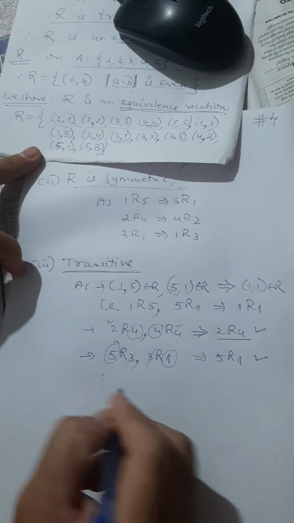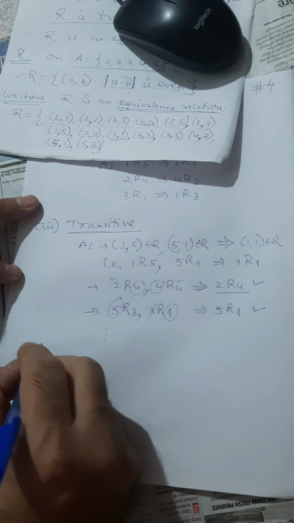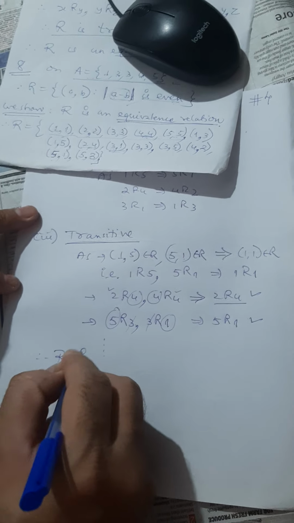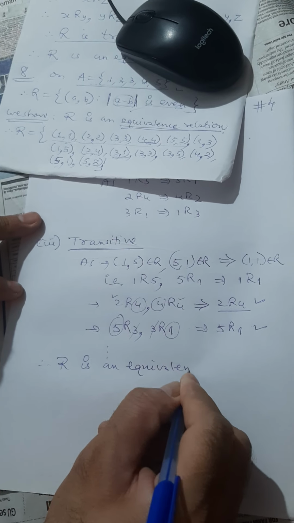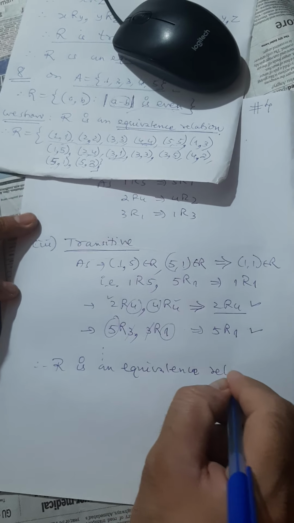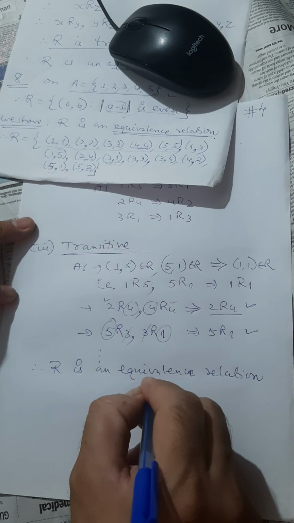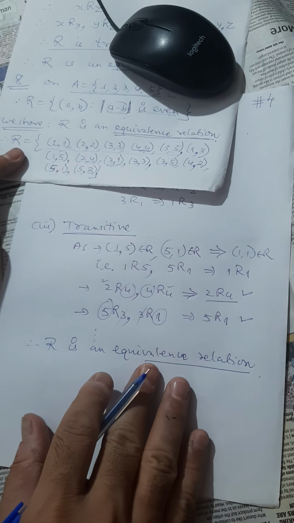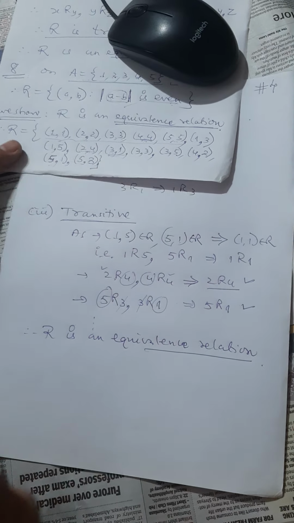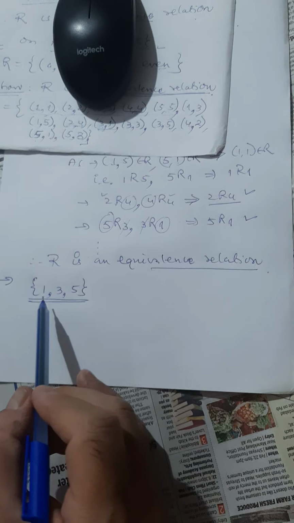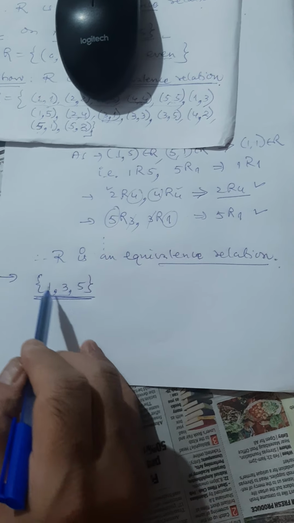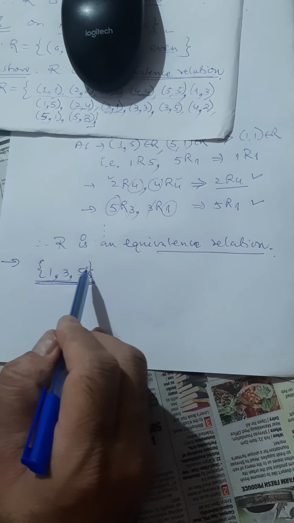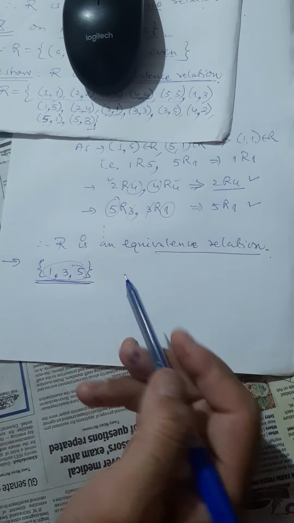You can give some more if you want. So here R is an equivalence relation. It's reflexive, symmetric and transitive. This is one part which is over. Further you are asked, show that 1, 3 and 5 are related to each other.